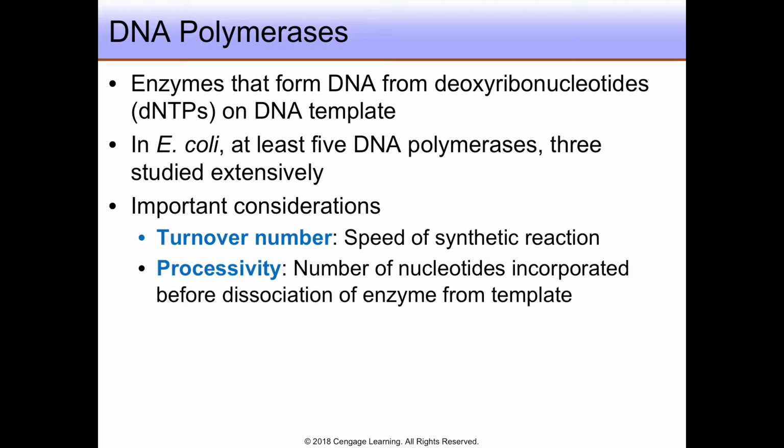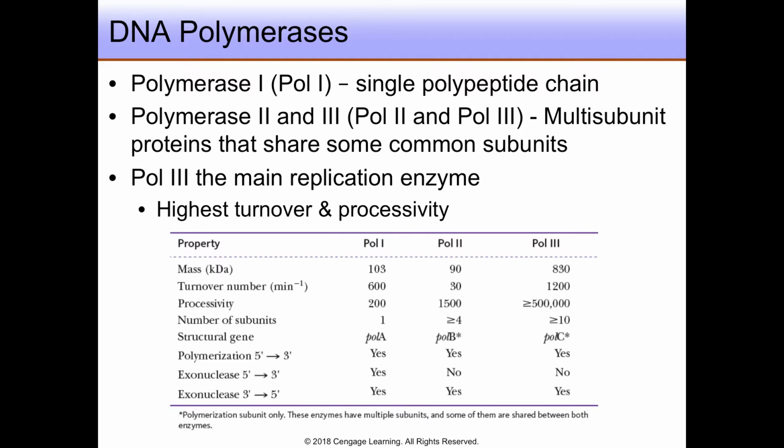In comparing these enzymes, we want to consider their turnover number, the speed of the catalytic reaction. Also, we want to examine their processivity, that is, the number of nucleotides incorporated before the enzyme dissociates from the template DNA. The table below lists several items for comparison of DNA polymerase I, or POL1, with POL2 and POL3 enzymes. As you can see, they vary considerably in terms of size, number of subunits, and the extent of their functions. In addition, they vary with regard to turnover number and processivity.